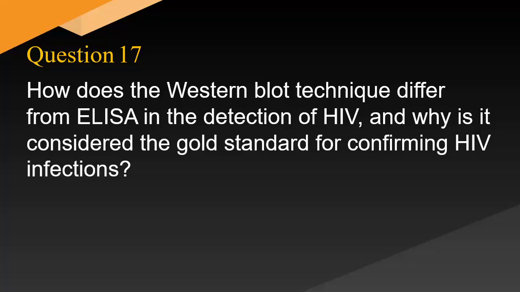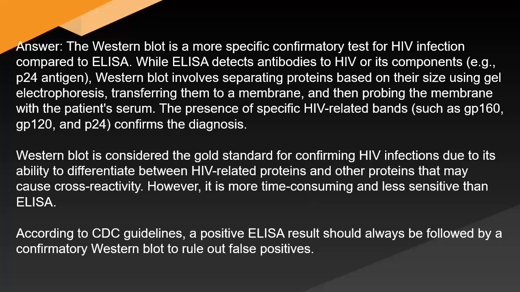it considered the gold standard for confirming HIV infections? Answer: the Western blot is a more specific confirmatory test for HIV infection compared to ELISA, while ELISA detects antibodies to HIV or its components, e.g. P24 antigen. Western blot involves separating proteins based on their size using gel electrophoresis, transferring them to a membrane, and then probing the membrane with the patient's serum. The presence of specific HIV-related bands, such as gp41 and p24, confirms the diagnosis.